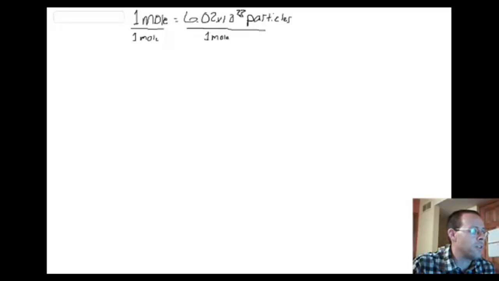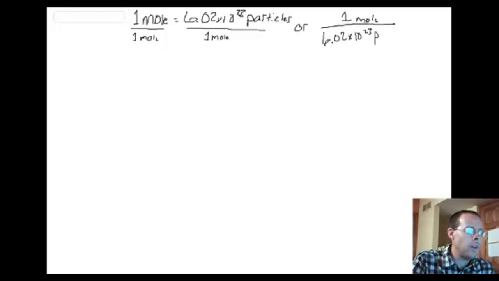Conversely, we can also divide both sides by 6.02 times 10 to the 23rd particles. So, instead of dividing by a mole, divide both sides by 6.02 times 10 to the 23rd particles. If that's the case, this side would become 1, and over here we'd have 1 mole divided by 6.02 times 10 to the 23rd particles, which is also 1. Alright?